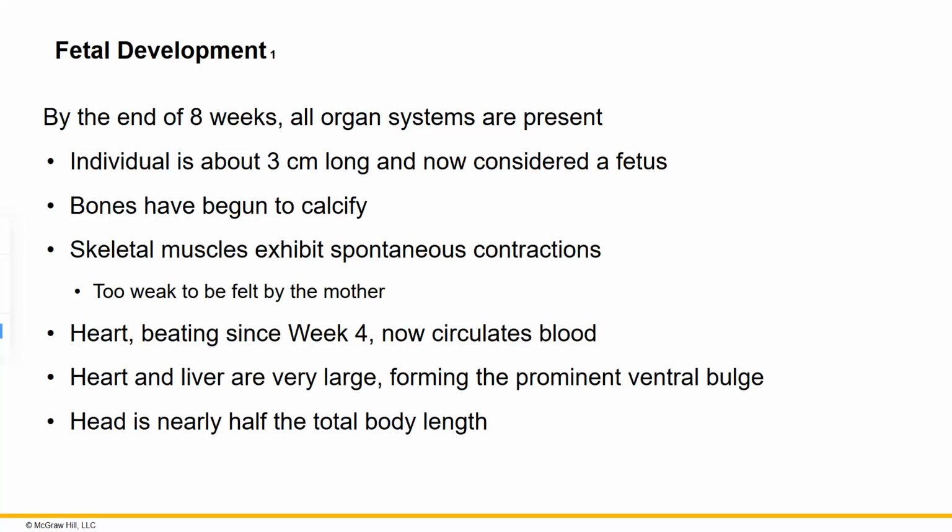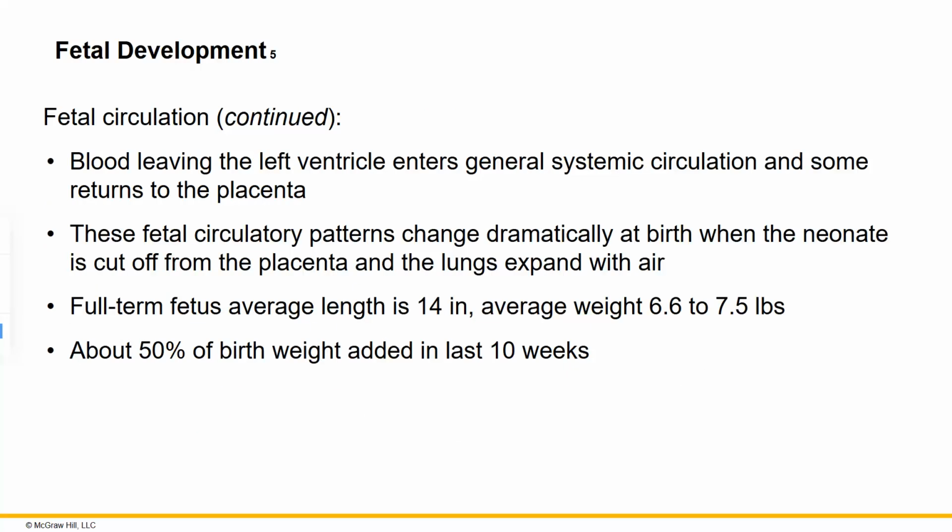By the end of the 8 weeks, all organ systems are present. The individual is about 3 centimeters long and now considered a fetus. Bones have begun to calcify. Skeletal muscles exhibit spontaneous contractions. The heart's been beating since week 4 and now circulates blood. So that's week 6 of gestation, week 4 of the fertilization event. The heart and liver are very large, forming a prominent ventral bulge. The head is nearly half of the total body length.